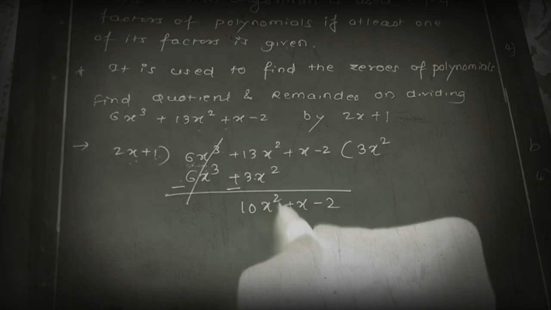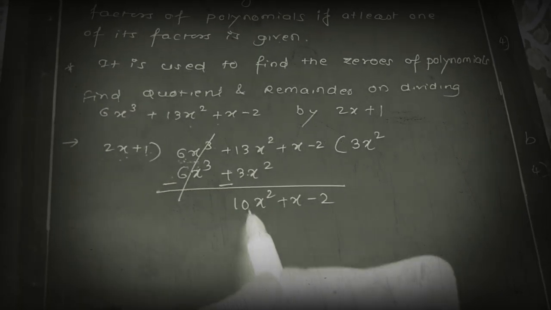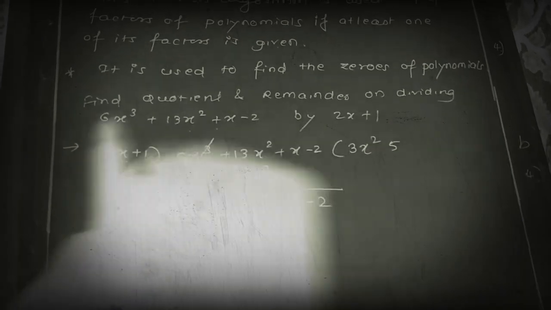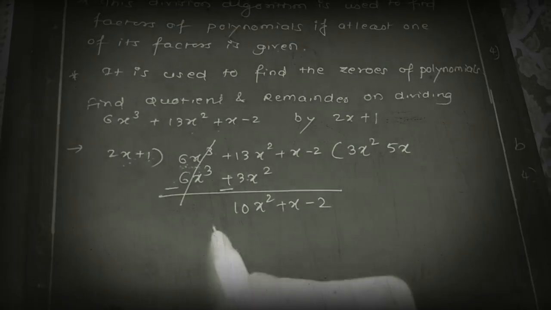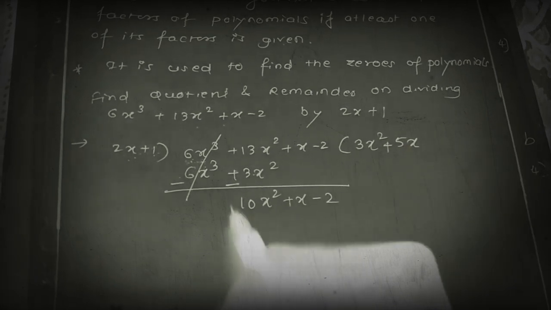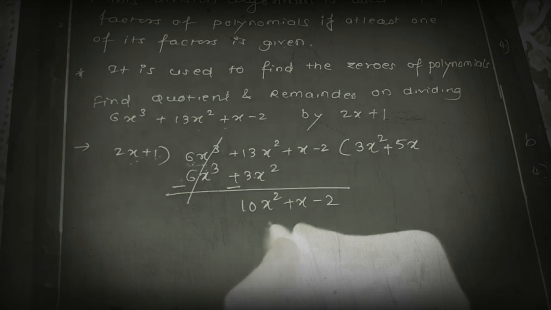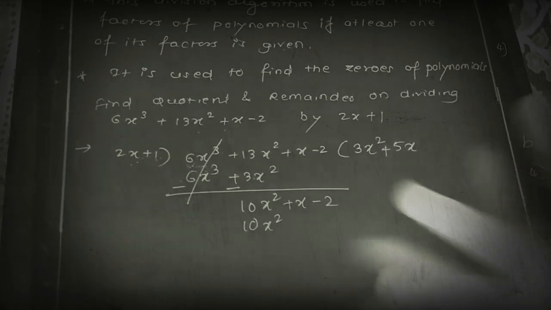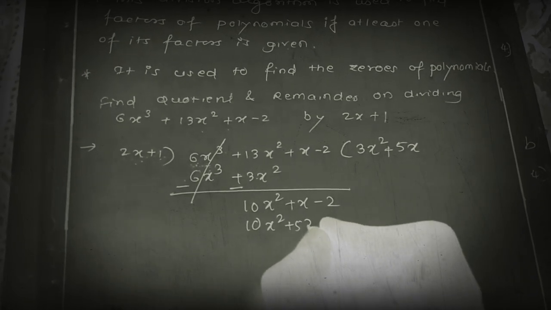Next you have to focus on eliminating 10x square using this 2x. So we have to get 10 here. You are going to multiply 2 with what? 2 fives are 10. Next, x into how much gives x square? x into x is x square. And here the sign is plus, so the sign will be plus. Remember, 2 fives are 10, x into x is x square. You know multiplication of algebraic expressions. 1 into 5x is 5x.